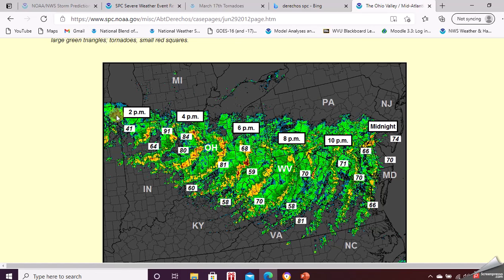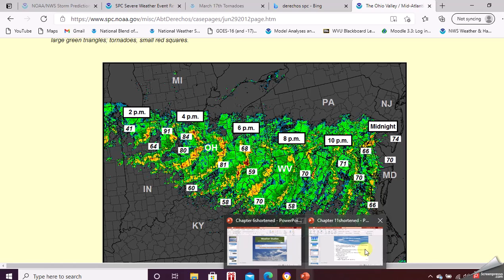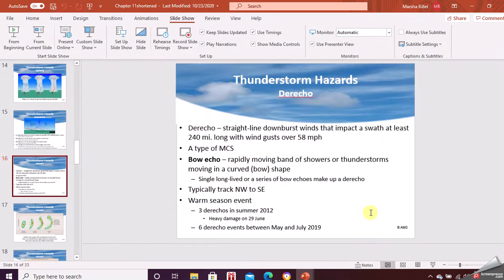Derechos happen where lines of developing thunderstorms spread out into a very fast-moving line from the west to the east. They travel long distances, and that was the classic with this one. This is one of the most classic ones around. There have been bigger ones. There have been some that have had over 100 mile an hour winds.